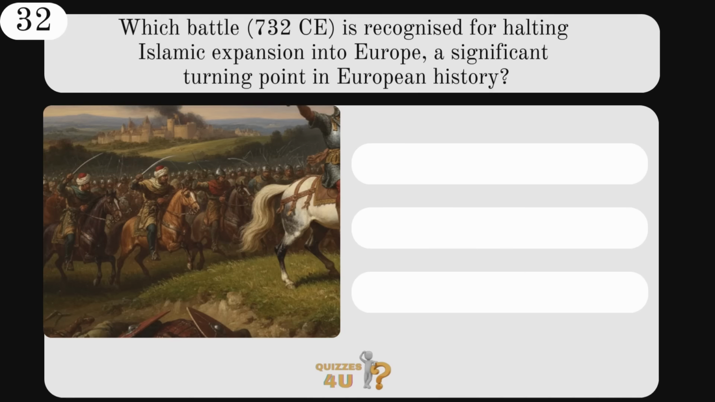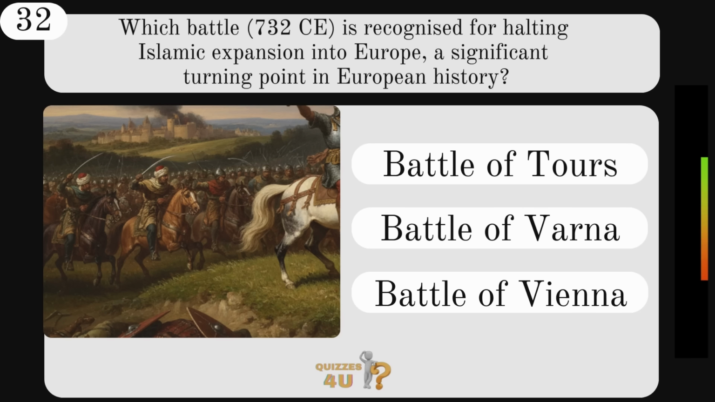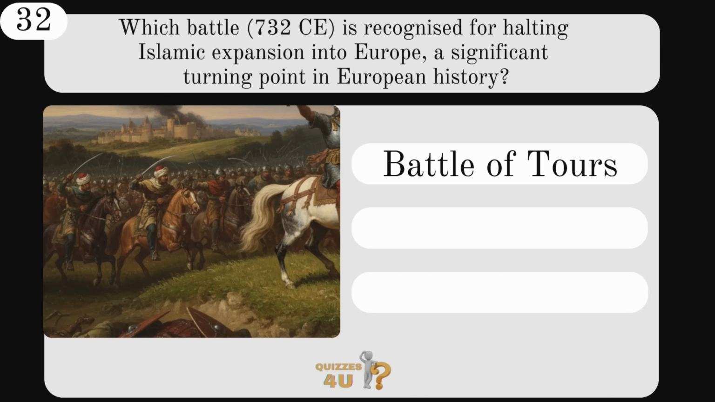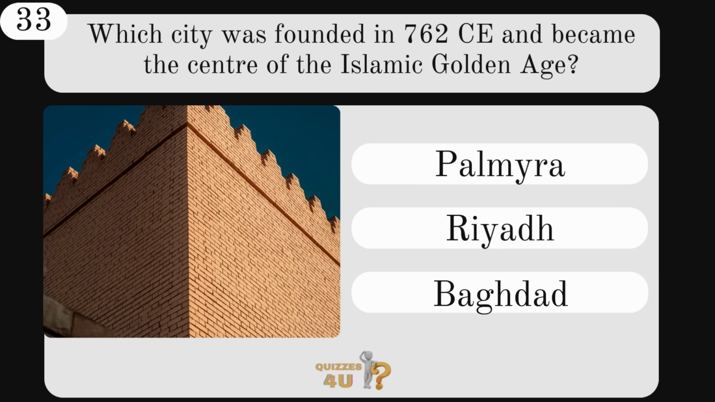Which battle is recognised for halting Islamic expansion into Europe, a significant turning point in European history? The Battle of Tours, Varna, or Vienna? That was the Battle of Tours. Which city was founded in 762 and became the centre of the Islamic Golden Age? Palmyra, Riyadh, or Baghdad?